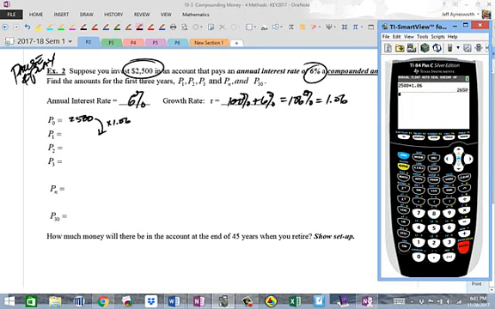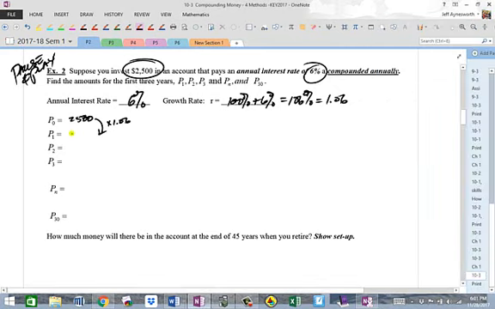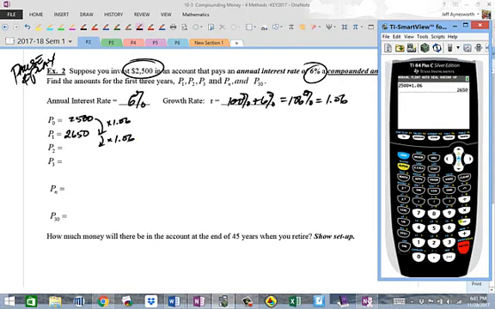$2,650. So we should have $2,650 in the bank, a gain of $150. That's your interest. That's what the bank pays you after 1 year. So $2,650, you multiply that by 1.06 again. So times 1.06, and you get $2,809.